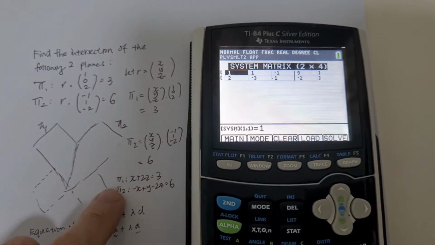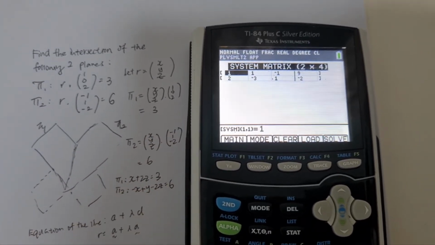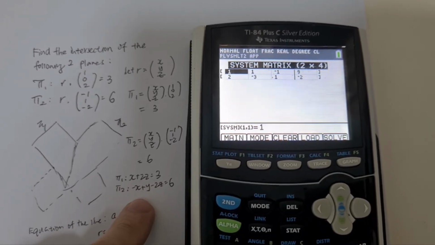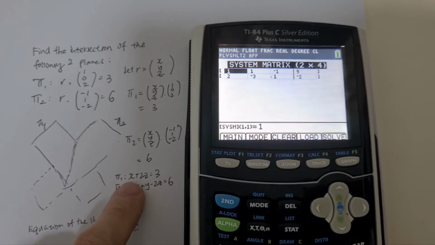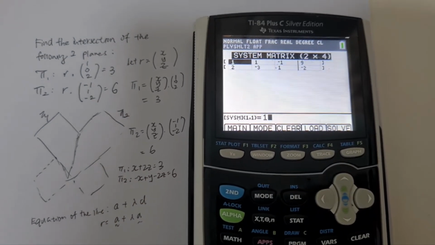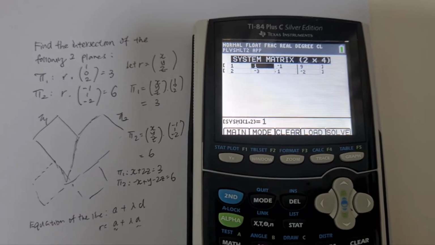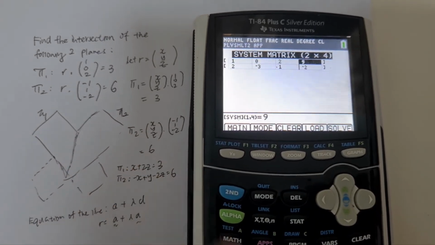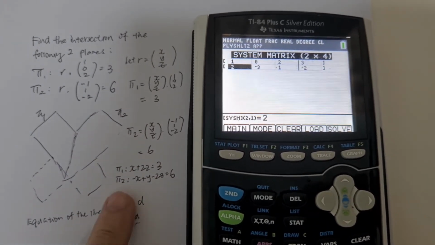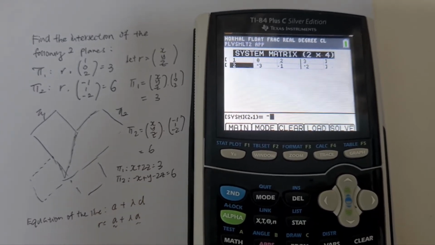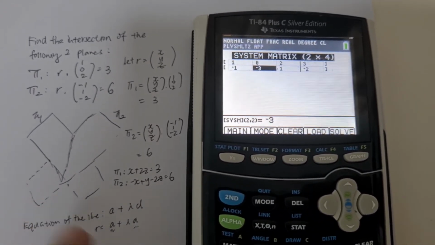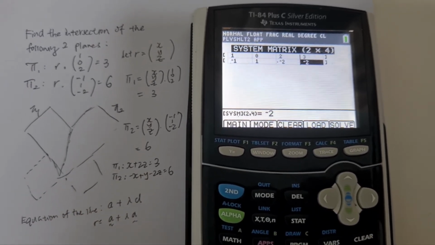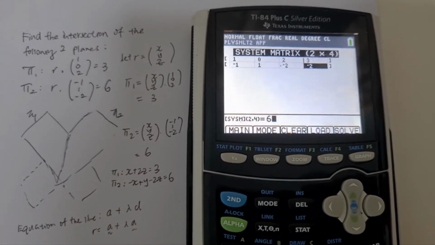The first row would be the equation of the first plane, and the second row will be the equation of the second plane. In this particular case, my first equation is 1 for x, then y is 0, z is 2, and here is 3. Whereas for plane 2, we have negative 1, y has a coefficient of 1, z has a coefficient of negative 2, and we have 6 here.